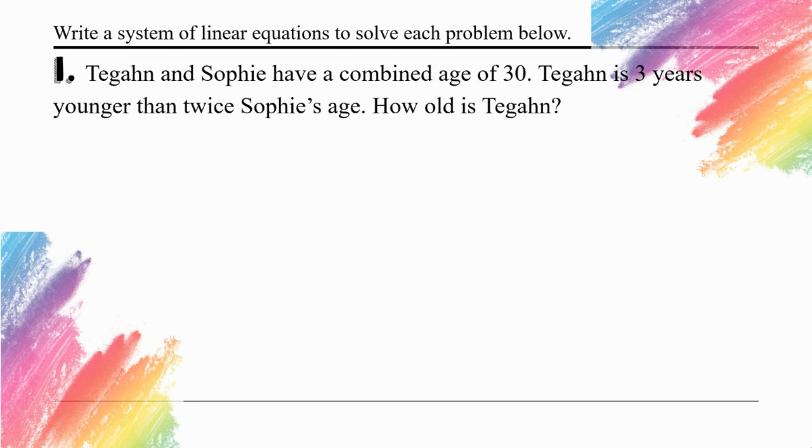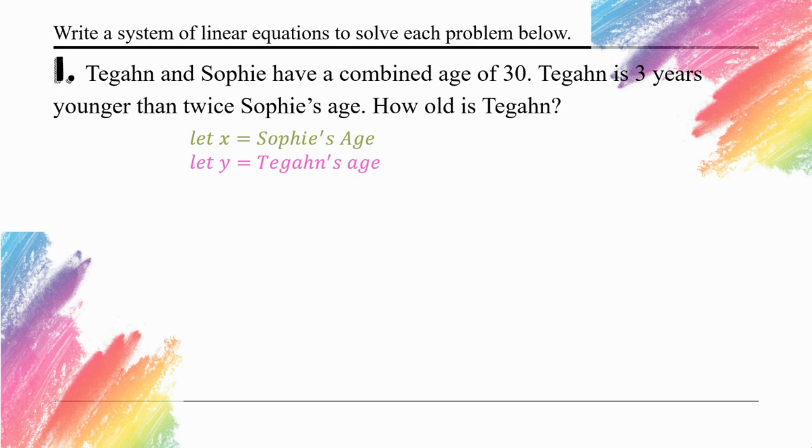Number 1. Tegan and Sophie have a combined age of 30. Tegan is 3 years younger than twice Sophie's age. How old is Tegan? So we have two different people going on. We don't know either of their ages, so we need two different variables here. We will let X represent Sophie's age and we'll let Y represent Tegan's age.